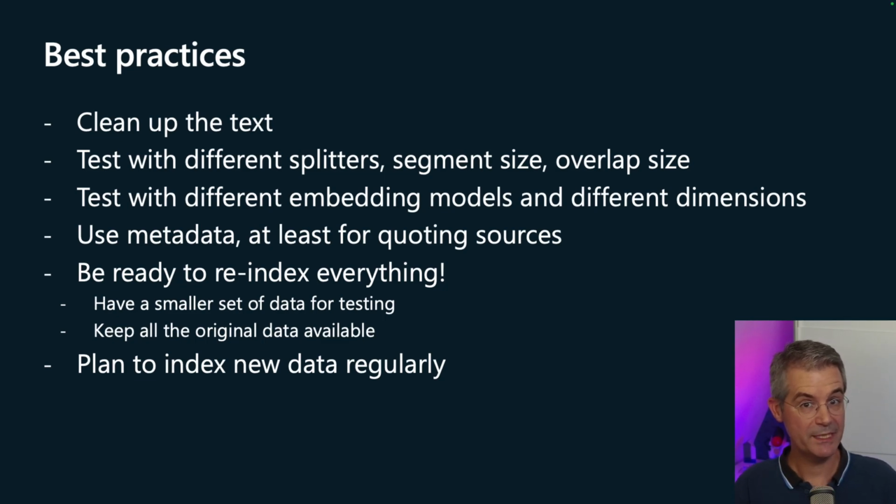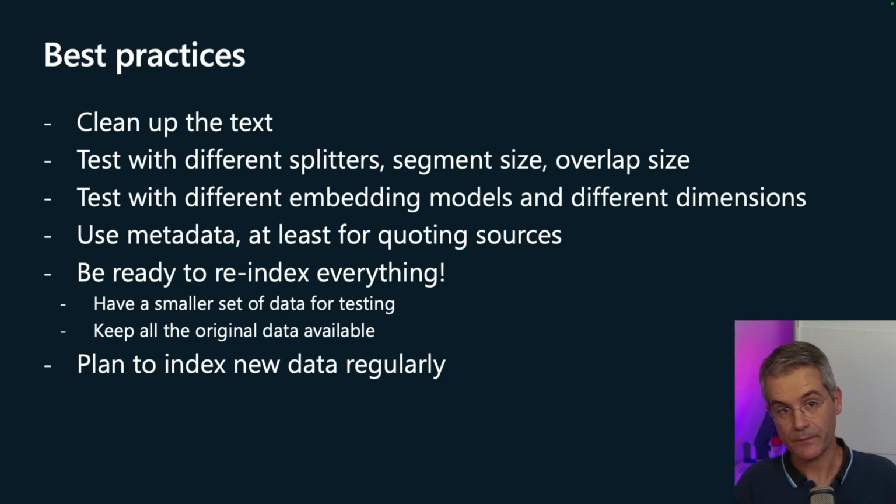You need to use some metadata, at least for quoting the resources or having the text that you want to show. So metadata is really important. And you need to be ready to reindex everything because, as we just said, you want to play with that data. You want to split it differently. You want another embedding model. You want more dimensions. If you want to do that, you will need to reindex everything. So you need to have that batch of data ready to get reindexed very often.